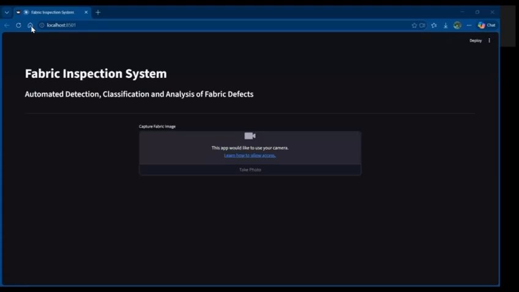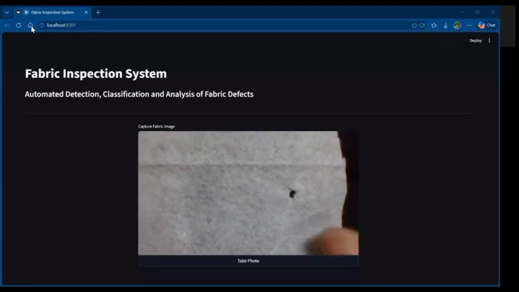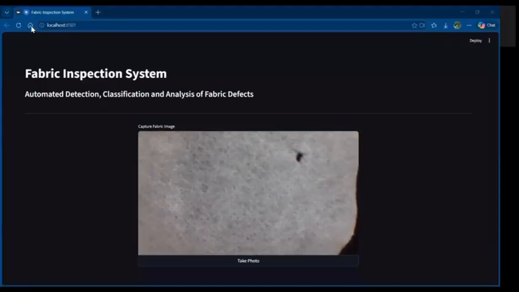Let me now show you the system running. I have opened the app and this is running locally on a standard laptop with no GPU required. I will capture a fabric sample through the webcam.